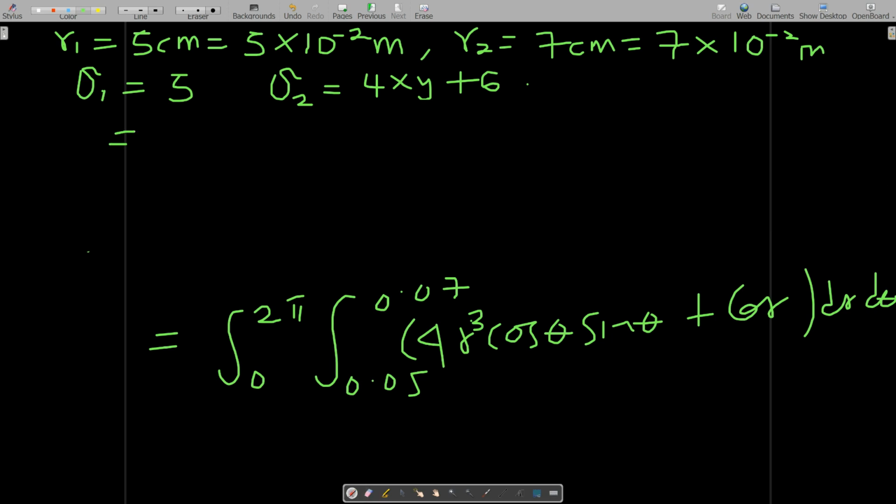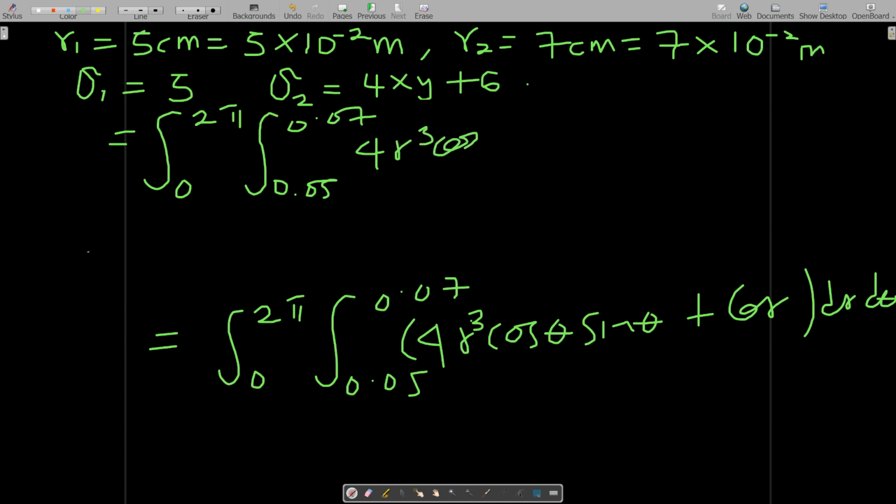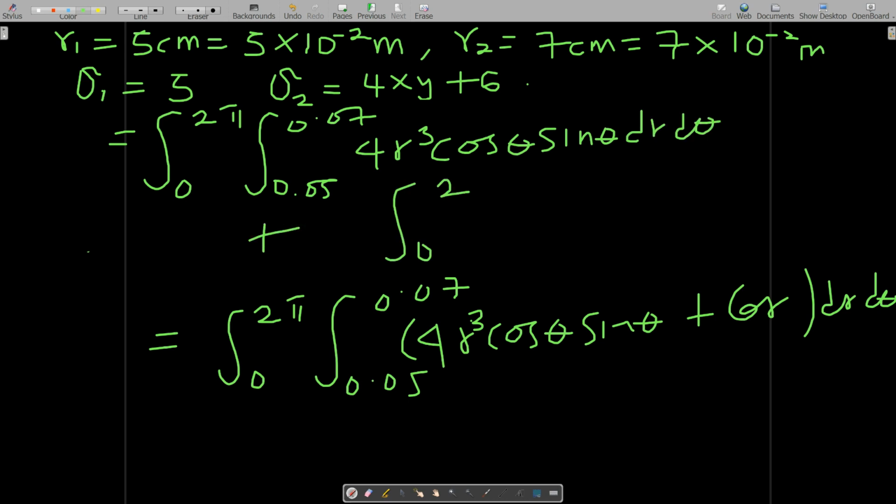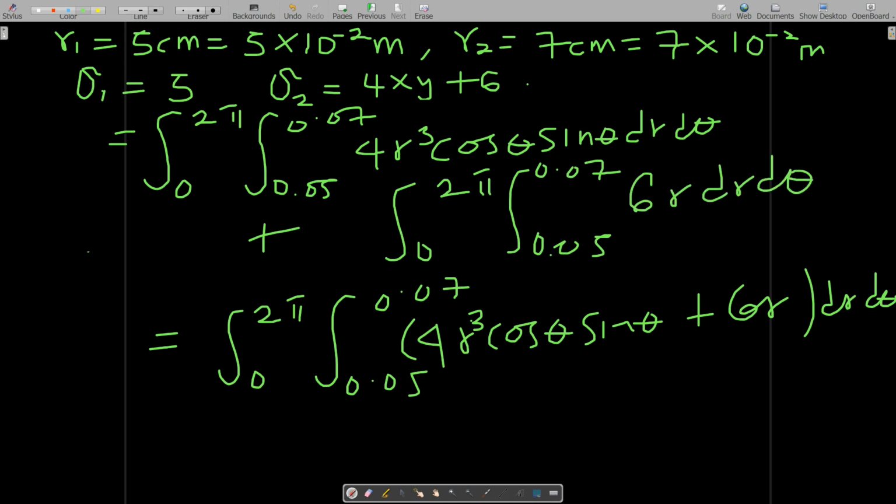Now this will be equal to the integral from 0 to 2 pi, integral from 0.05 to 0.07, then 4r cubed cos theta sine theta dr d theta, then plus the integral from 0 to 2 pi, integral from 0.05 to 0.07, 6r dr d theta. You can separate it since there's a plus, from basic ideas in integration.